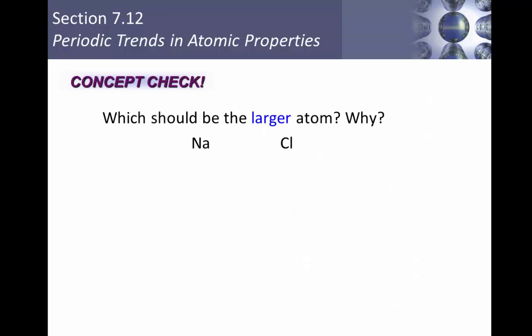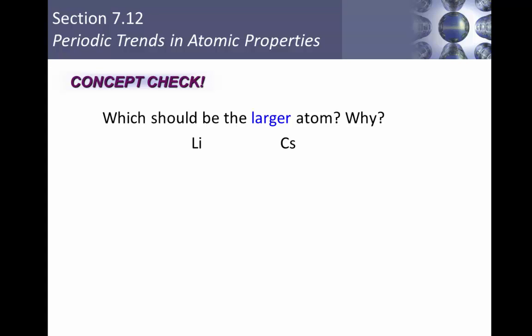Okay. All right, which should be a larger atom? Quick check. Sodium or chlorine? And you would say sodium. Why? Because the effective nuclear charge is less than chlorine, so it's not holding those outer electrons as tightly. So it's not squeezing it as tightly.